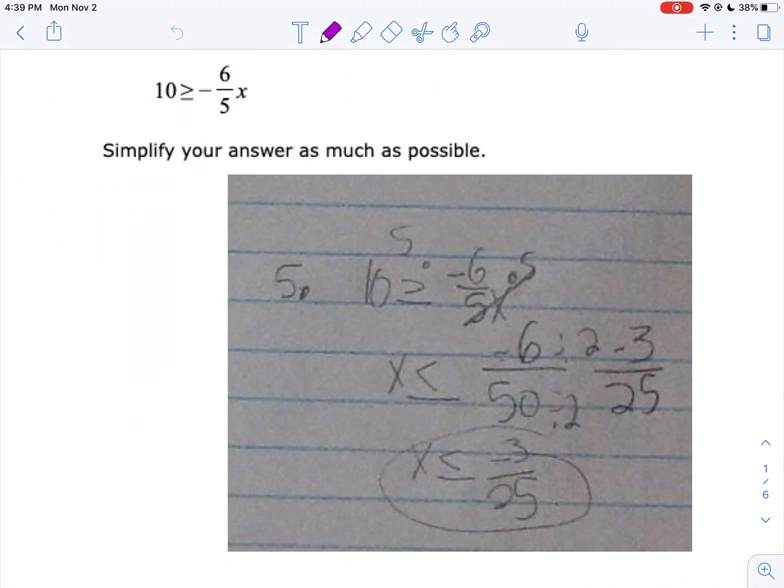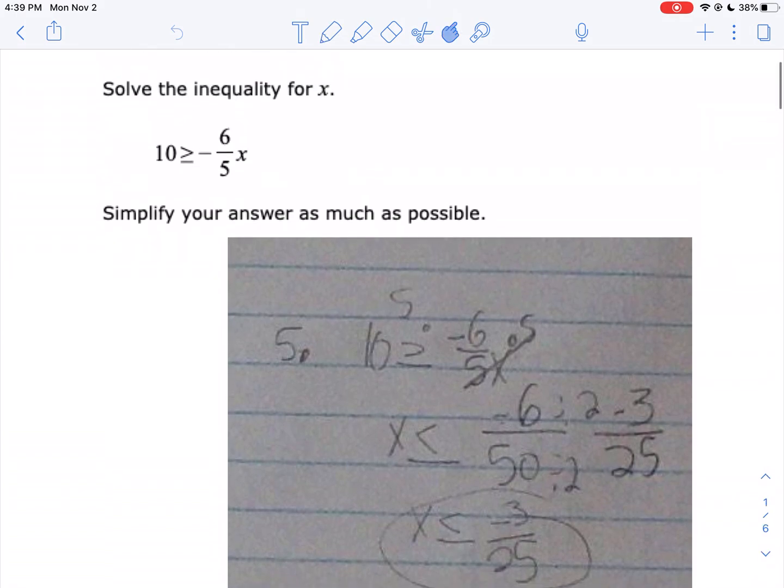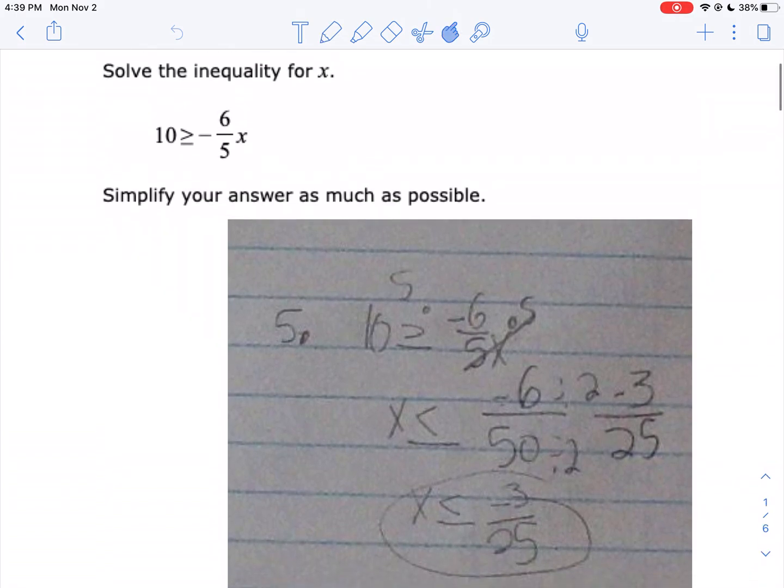Hello, we're going to take a look at your MT5 final affirmation and what didn't go so right and what did go right. On the first problem, you correctly multiply both sides by 5, but then it got weird, and I don't like weird. Let's go from what you did here.